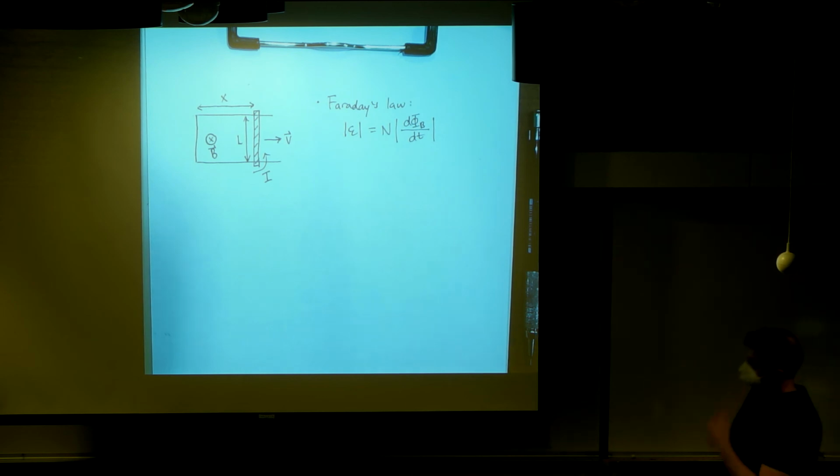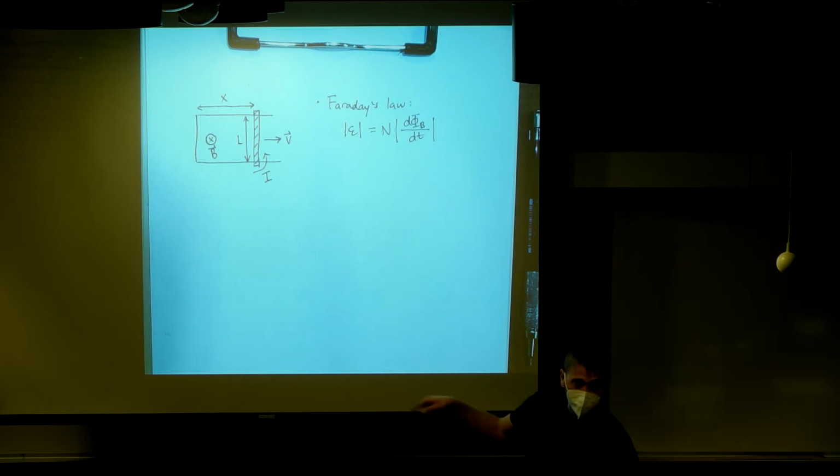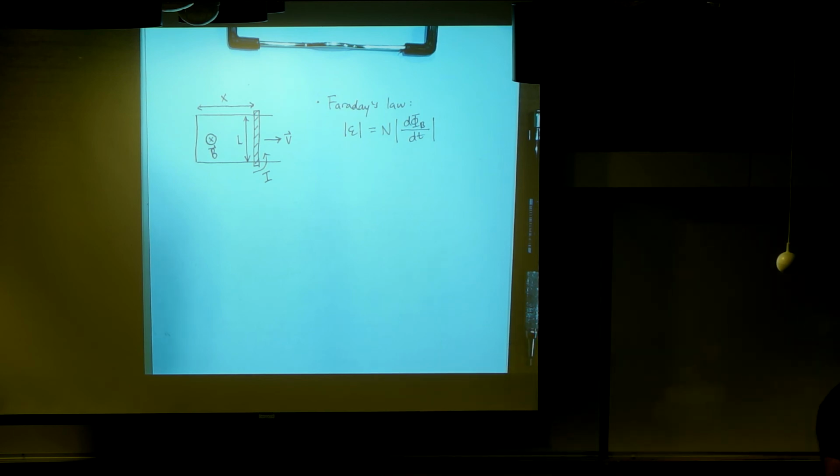Now, how many turns should we put in? What should we say n is equal to? 1. Yeah, in this case, you just have a single turn, okay? You just have one single loop around. We're not doubling over or anything like that.